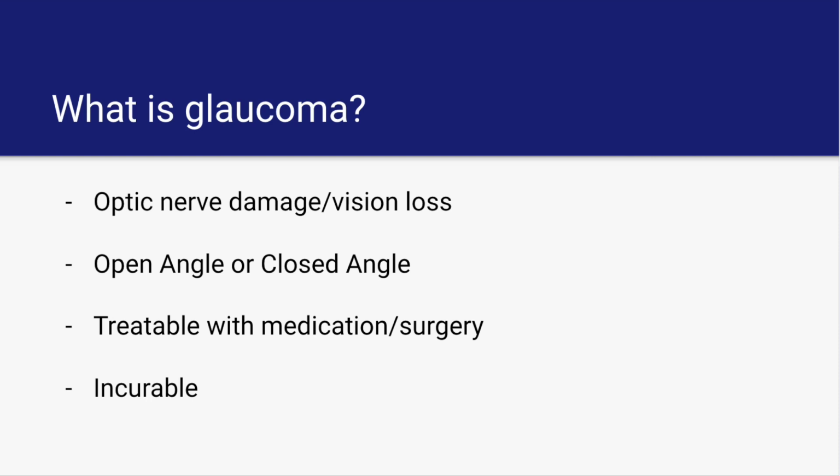Glaucoma is an eye condition that has multiple characteristics. Primarily, glaucoma can damage the optic nerve which connects the eyes to the brain, allowing us to see. When this nerve is damaged, it causes permanent vision loss.